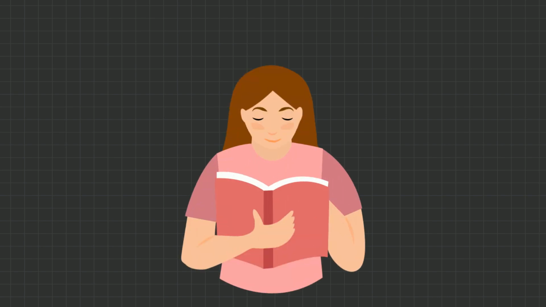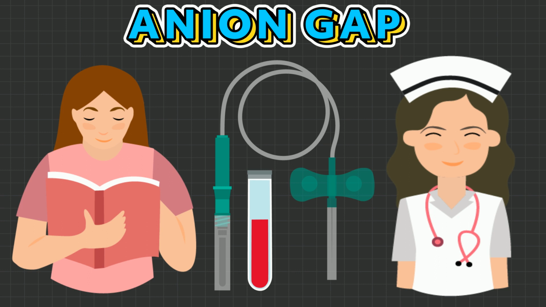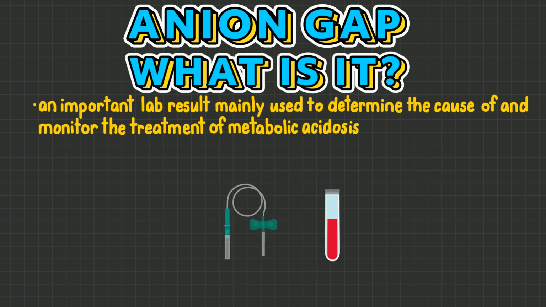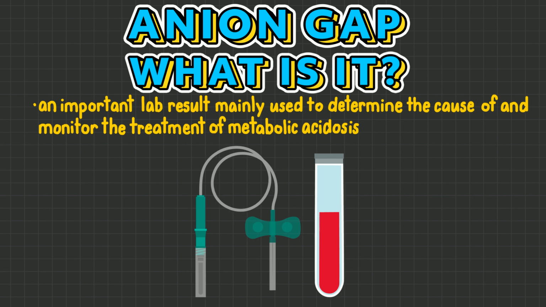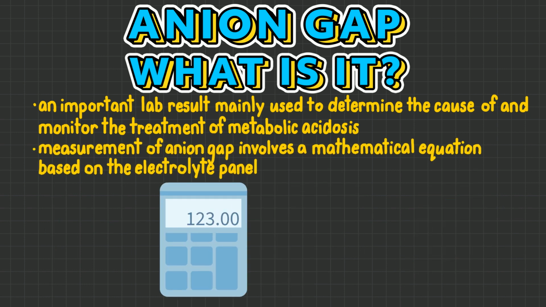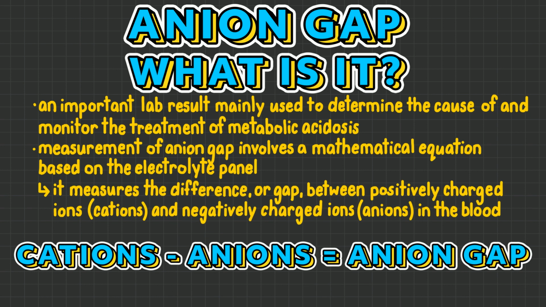If you want to learn everything you need to know as a nurse about anion gap, then this is the video for you. Anion gap is an important lab result mainly used to determine the cause of and monitor the treatment of metabolic acidosis. It involves a mathematical equation based on the electrolyte panel to measure the difference or gap between positively charged ions, called cations, and negatively charged ions, called anions, in the blood.